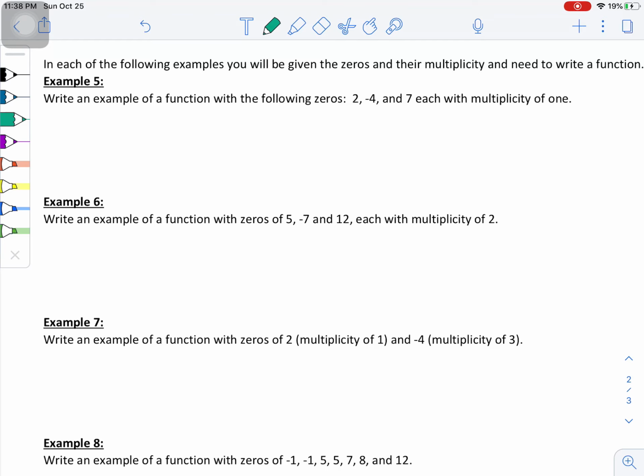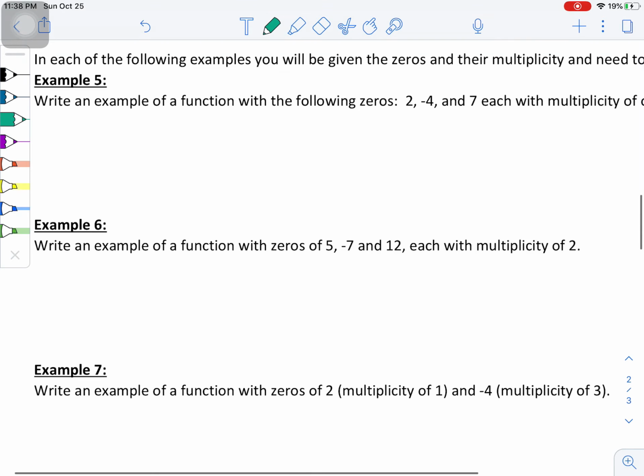Okay? So for example number 5, we want to write an example of a function with the zeros of 2, -4, and 7, and each with multiplicity of 1. So that means I'm only going to have 3 factors here. I have 3 zeros, so I want 3 factors. Now you can write f of x or y. Because it's asking for a function, I would suggest you write f of x.